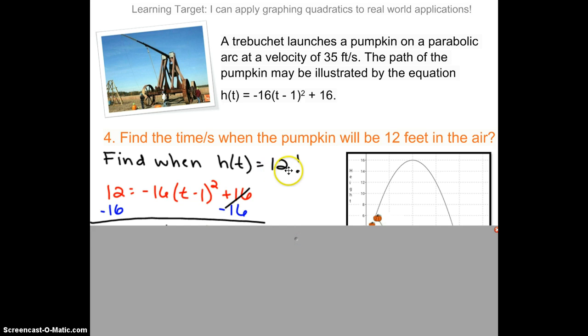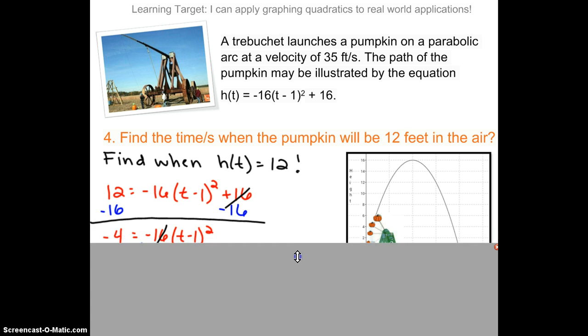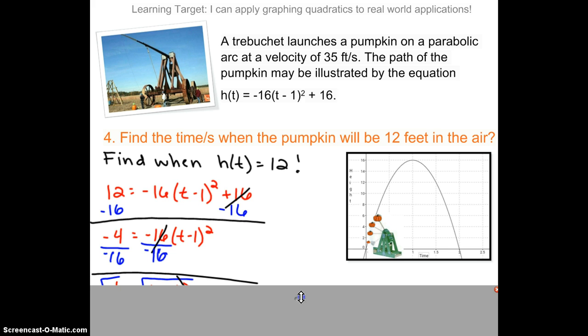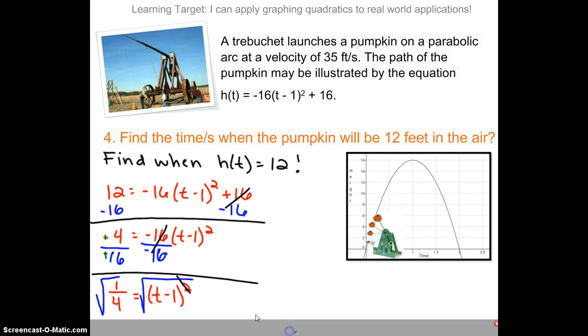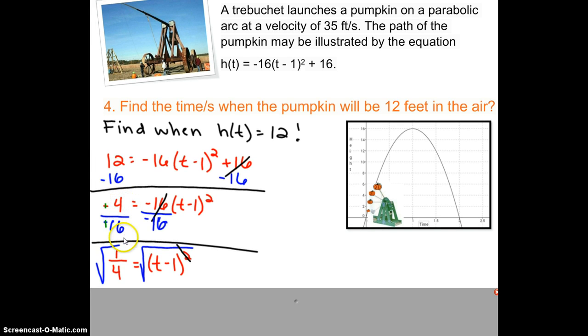So what I do is I plug in 12 for h of t. So my equation is now set equal to 12. And then I just follow the same process as before. Square root method, subtract the 16. Again, I can't distribute, so I have to get rid of that multiplication through division. Now, be careful, we seem to miss this a lot. When you divide two negatives, they just turn positive. So I'm really just taking the square root of, well, if I reduce 4/16, that reduces to 1/4.